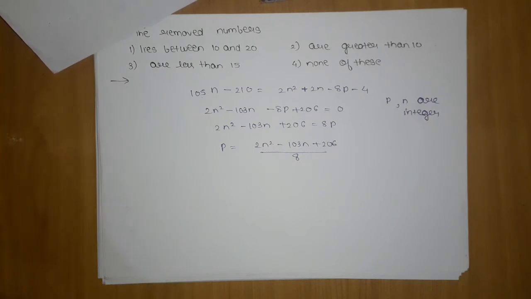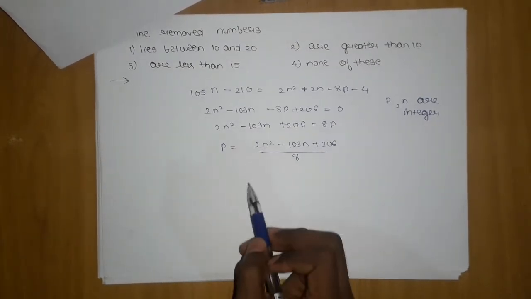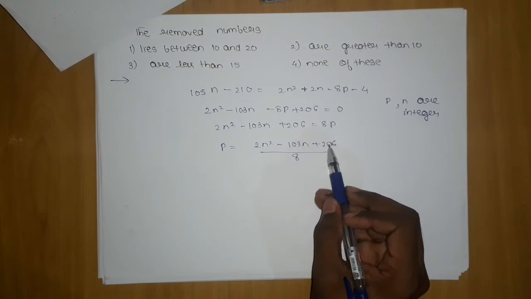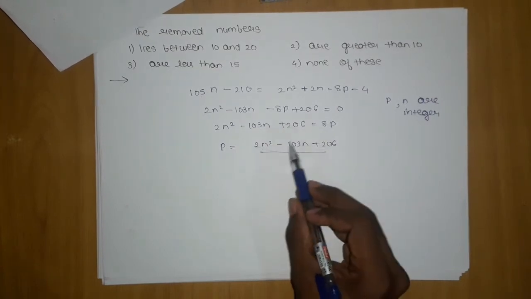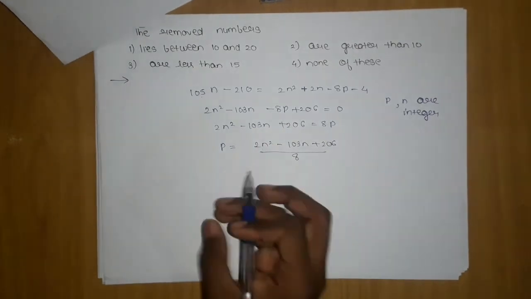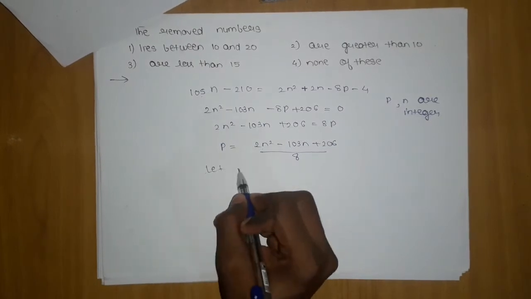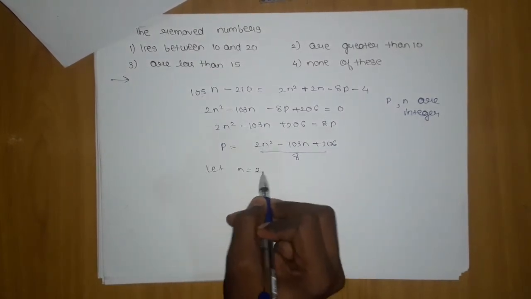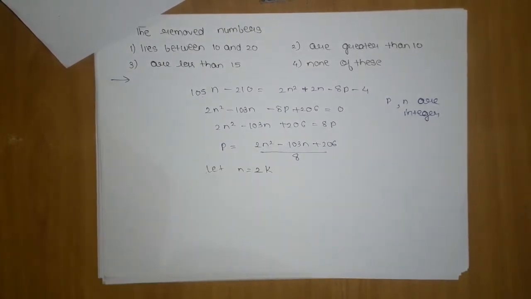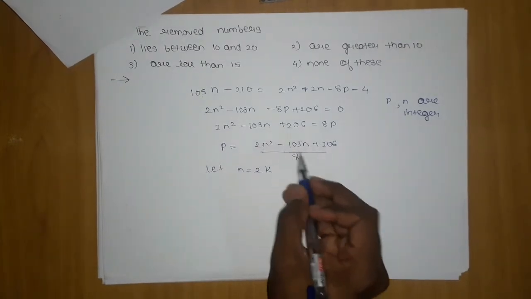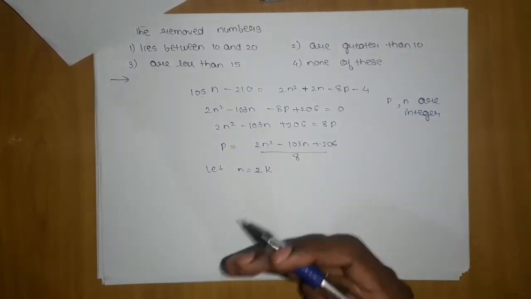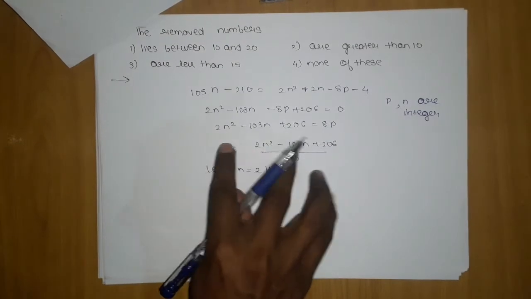Okay, so what we can do. For it here, this number is divisible by 8, this number is also divisible by 8, but only this is the problem. So let n equal 2 times 2 times k, some constant. Then it will become even, so it will be divisible by 8, which will satisfy the condition that this is divisible by 3.